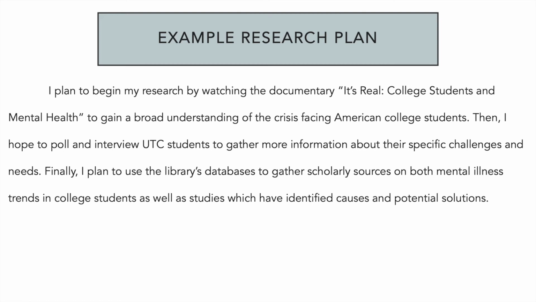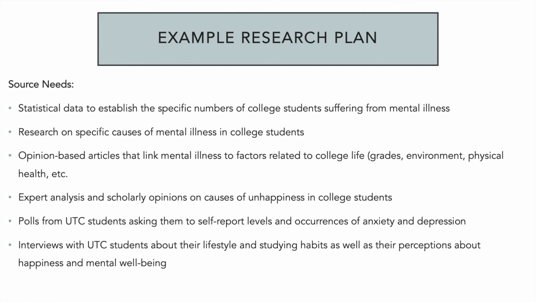Next, let's look at the lists compiled in this section. The source needs: statistical data to establish the specific number of college students suffering from mental illness, research on specific causes of mental illness in college students, opinion-based articles that link mental illness to factors related to college life, expert analysis and scholarly opinions on the causes of unhappiness in college students, polls from the UTC students, and interviews with UTC students. So this is a nice overview of the various types of sources this student plans to gather.